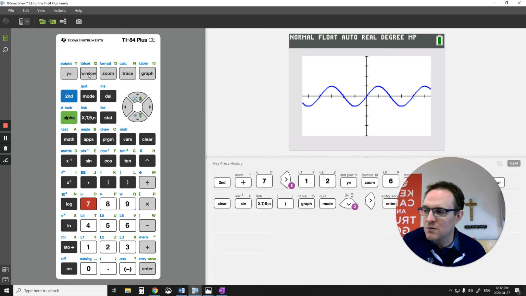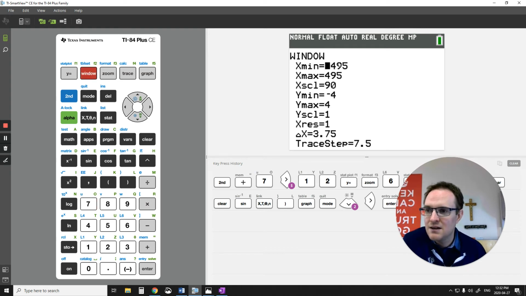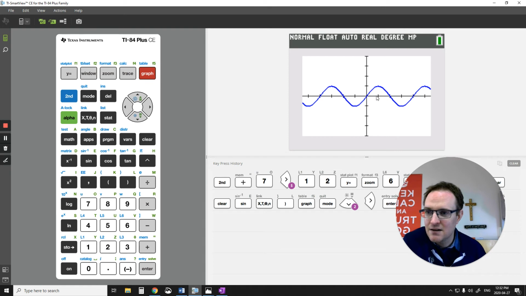And you can double check in window what that does. It just goes from -495 to +495. Right? You can change those to whatever you want, but that's just the standard here. And they just make the scale on the bottom every 90. So every tick here is 90, 180, 270, and so on.